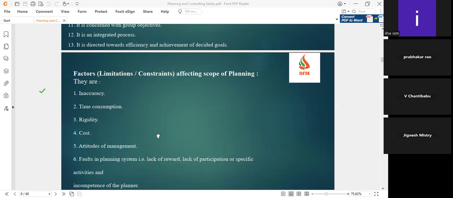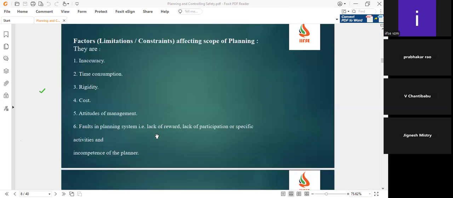Time consumption. Because of the 2 tons increase over the planned 10 tons, because of inferior raw material quality, the time consumption also varies. That means earlier 1 hour, now it takes 1.5 hours. That also we have to take care of while planning the scope for safety. Rigidity means your earlier planning and the present planning are different because of the additional requirement.